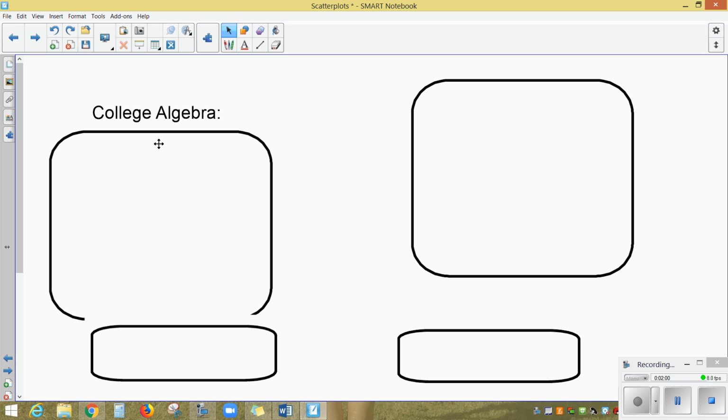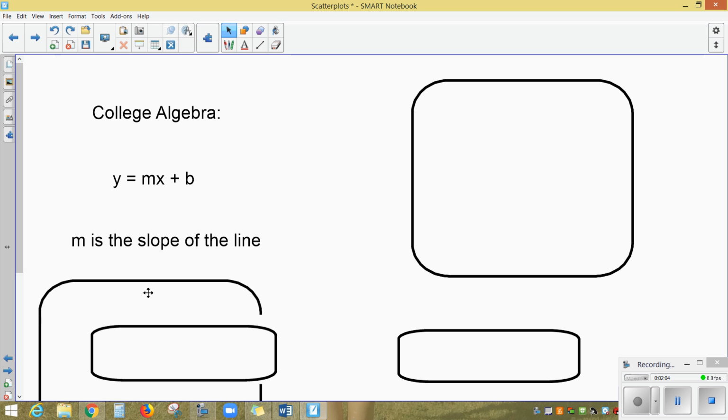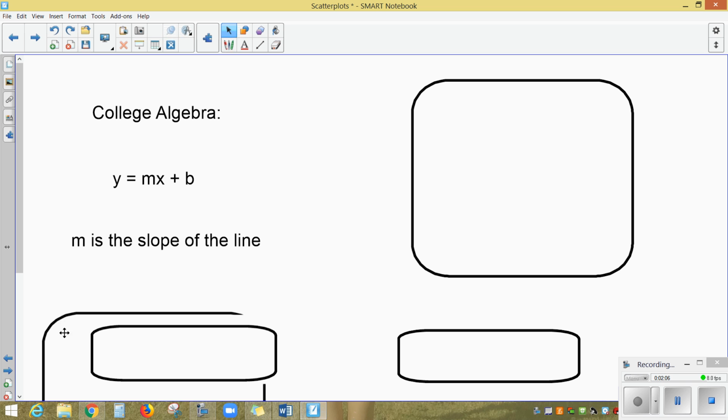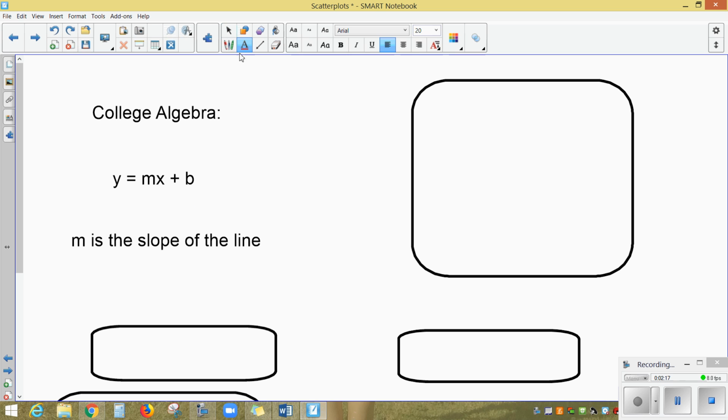So since we're talking about straight lines, we know from college algebra, when we look at the equation of a line, that we think about it as y equals mx plus b, where m is the slope of the line and b is the y-intercept. Didn't type that, but b is the y-intercept, which is where it crosses the y-axis.